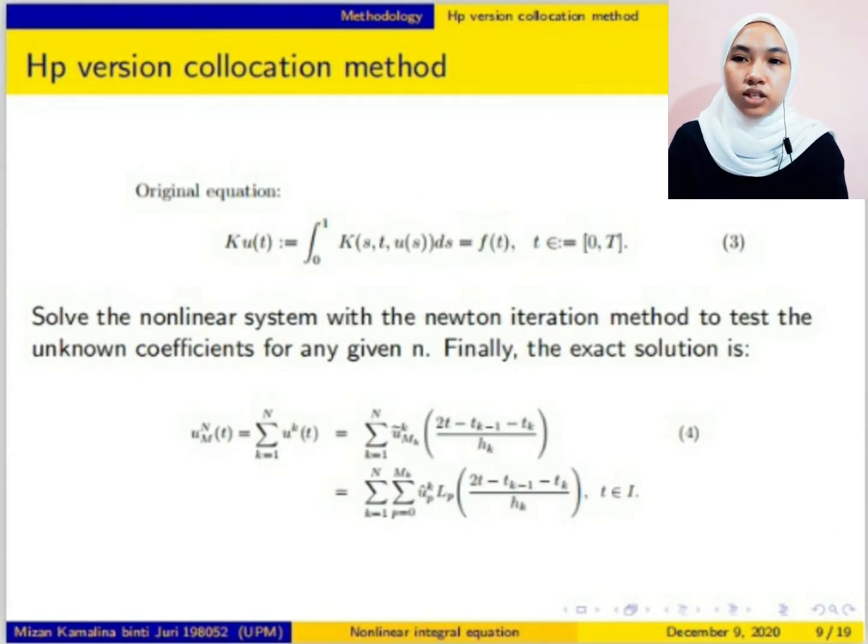This is the original equation of HP version collocation method, by solving the nonlinear system with the Newton iteration method to test the unknown coefficient for any given n.